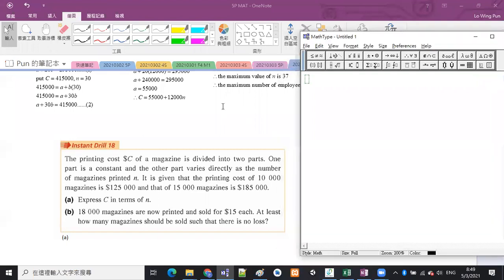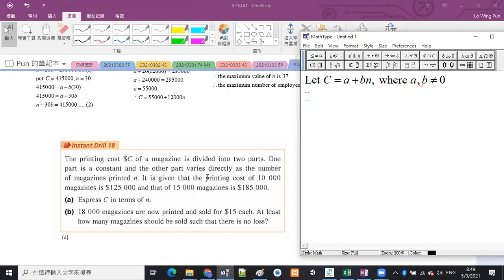Okay, let's check the answers. So the printing cost $C of a magazine is divided into two parts. So we are going to let C to be the sum of two parts. One part is a constant. So the first part is just a constant. So just put an A to this. And then the other part varies directly as the number of magazines printed N. Varies directly as N. So just B times N, okay? Where A and B are not equal to 0.